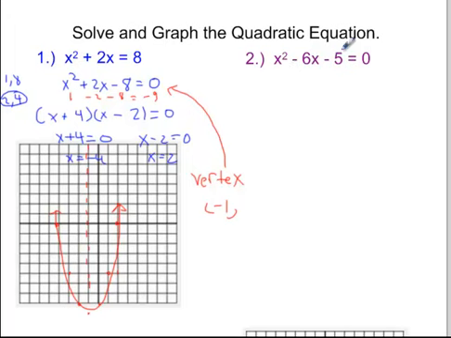5 is a prime number. Its only factor pairs are 1 and 5. But when I multiply them, I've got to get a negative 5. So one of these has to be positive and the other negative. And when I add them, I've got to get 6. Well, that doesn't happen, because if I have a negative 1 and a positive 5, the sum is positive 4. If I have a negative 5 and a positive 1, the sum is negative 4. So this one just doesn't factor. We're actually going to have to use the quadratic formula to solve this one.